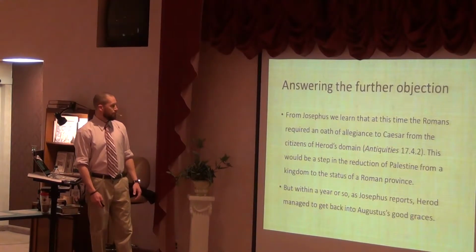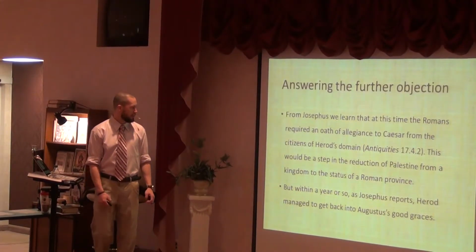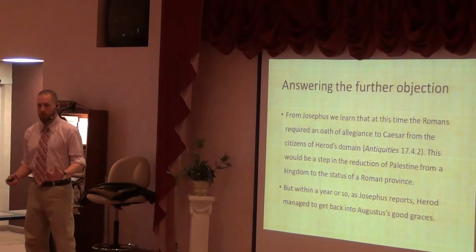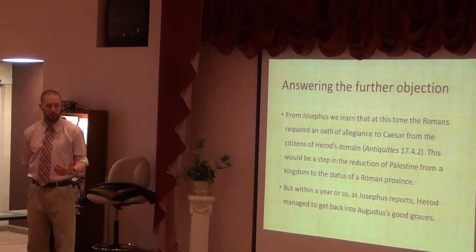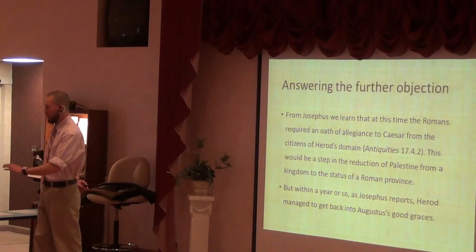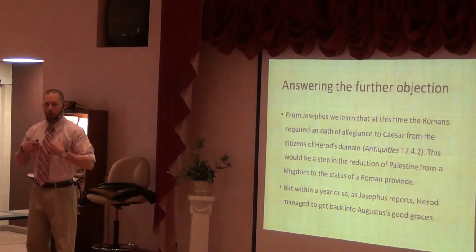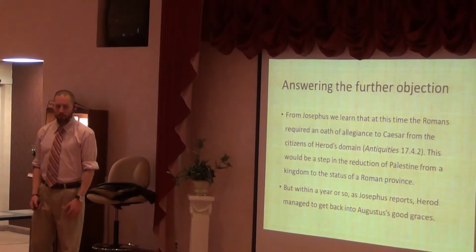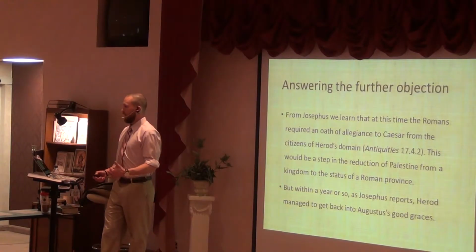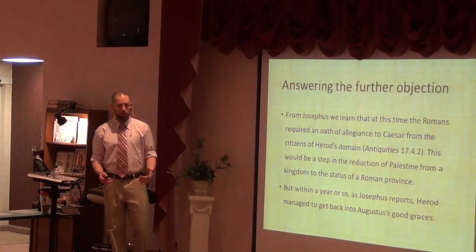And so, at this time, we also learned that the Romans required an oath of allegiance to Caesar from the citizens of Herod's domain. Now, we're drawing an inference here. It doesn't state this explicitly, but it makes sense that if Caesar's going to take Herod out of power, kind of demote him, you're still going to be in that area, but I'm demoting you. I'm going to now be in charge of taking these taxes. That the Roman government would make the people of that land swear an allegiance to them. And that's just something that the Romans did.